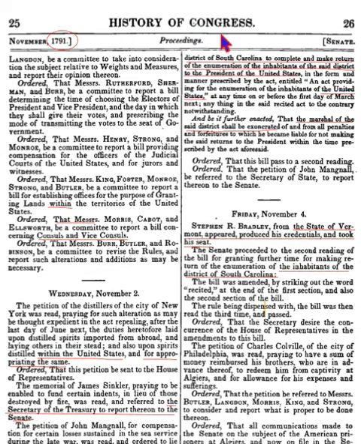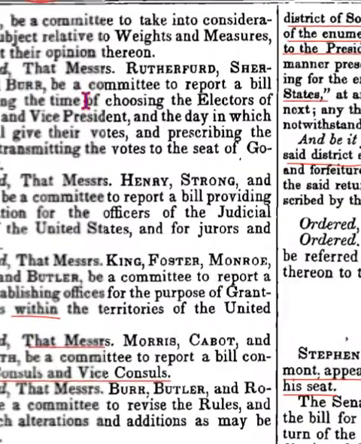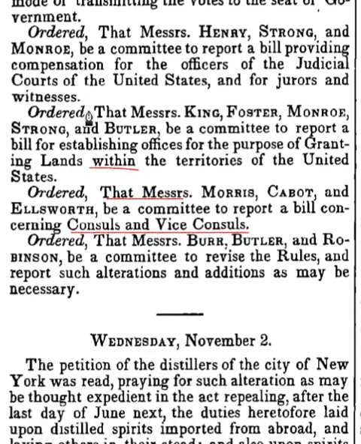So in the history of Congress, you can get this page from memory.loc.gov. This is column 25 and 26, November 1791, Proceedings of the Senate. So we have here: ordered, a committee to report a bill for establishing offices for the purpose, so a single purpose, of granting lands within the territories of the United States.